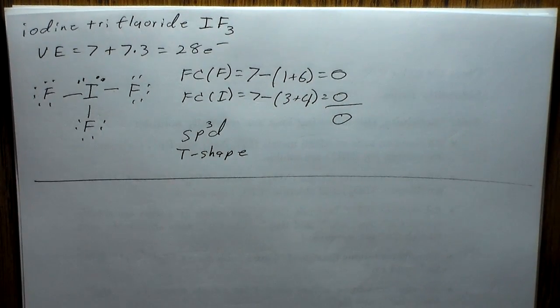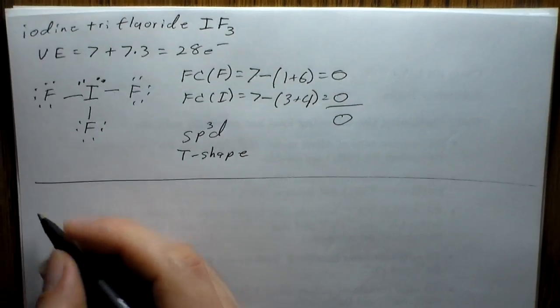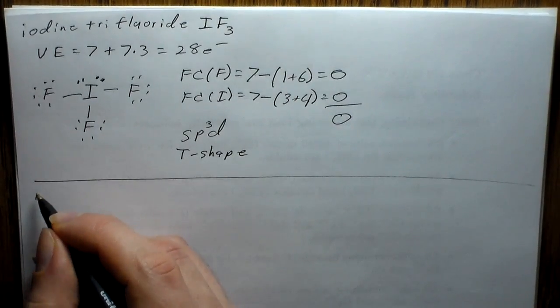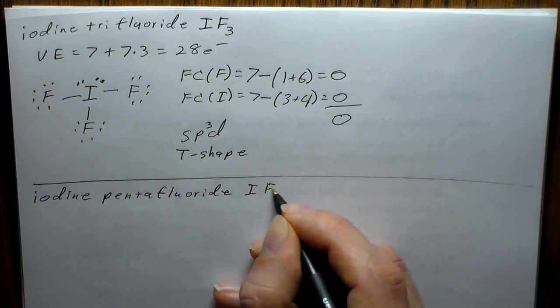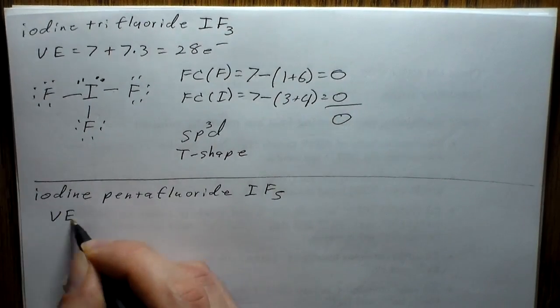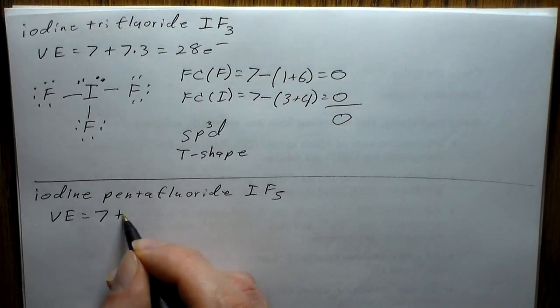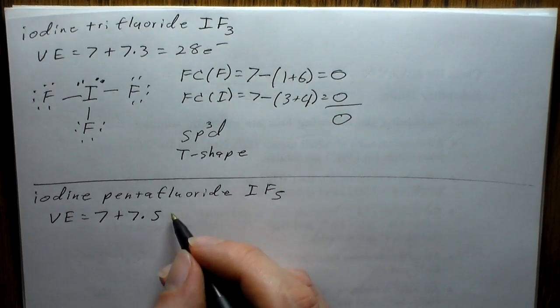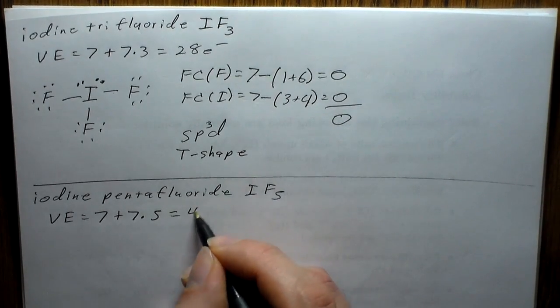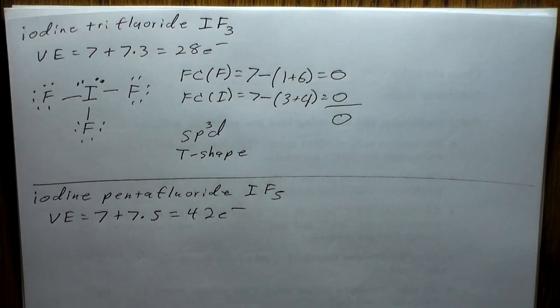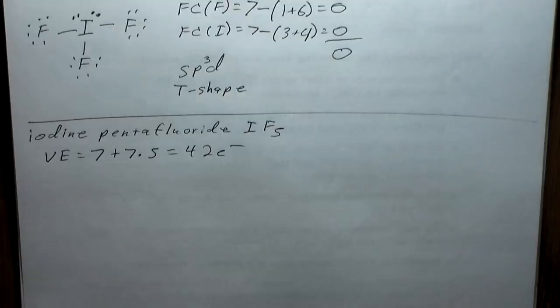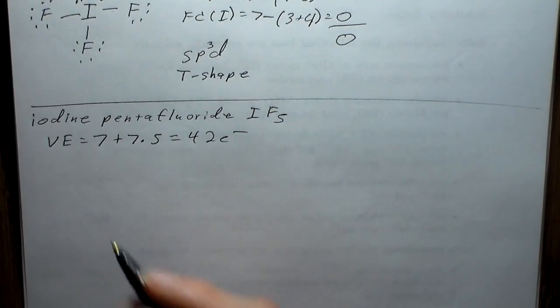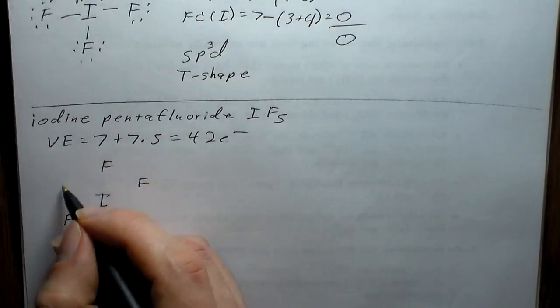All right, next one, we're going to add 2 more fluorines onto this. So this is going to be iodine pentafluoride, so IF5 in this case. So the valence electrons, 7 for the iodine, and now 7 times 5 for my fluorines. And that's just going to work out to be 42 valence electrons. So we, again, just put our iodine in the middle, stick our fluorines around the outside, and put the bonds on.